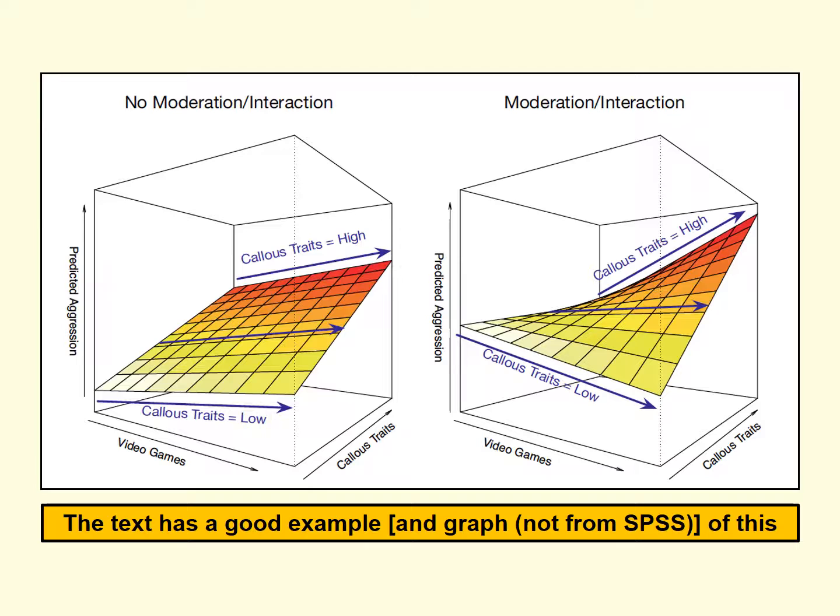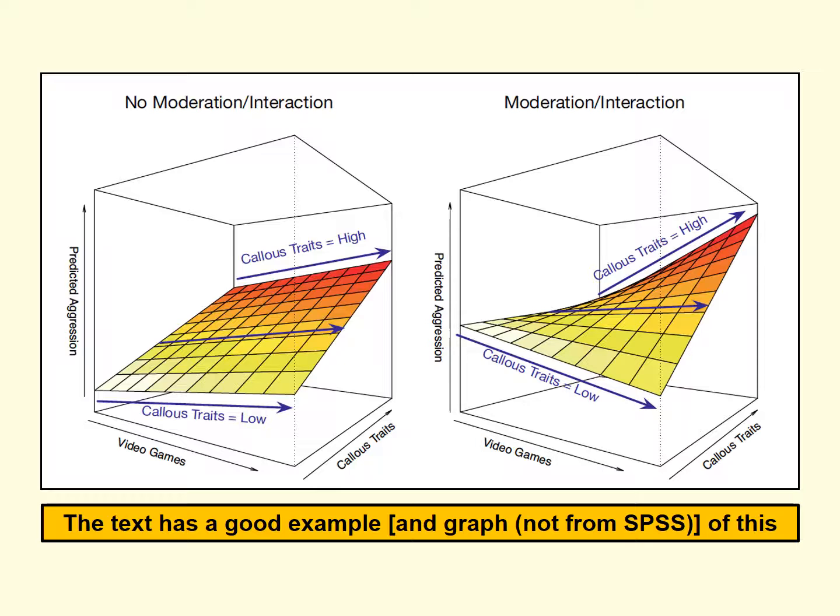By the way, if you're enrolled in my class, or if you just have a copy of Andy Field's textbook, which I highly recommend you buy, you can see a nice illustration that he makes based on some research on aggression and video game use, which is a sort of a popular, if somewhat controversial, area of research. And so here on the left side of the image, you see a model in which video games and callous and unemotional traits, that's a personality trait, are not interacting in their prediction of aggression. That flat plane there suggests that they're not interacting. And then on the right you see a model in which there is an interaction term.